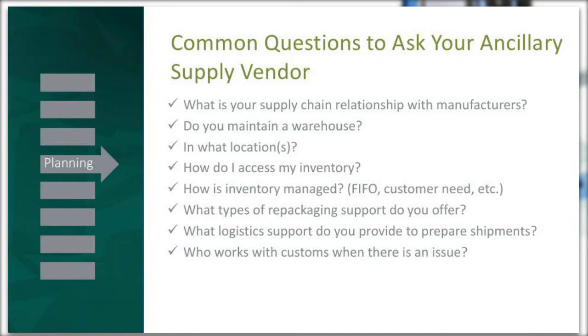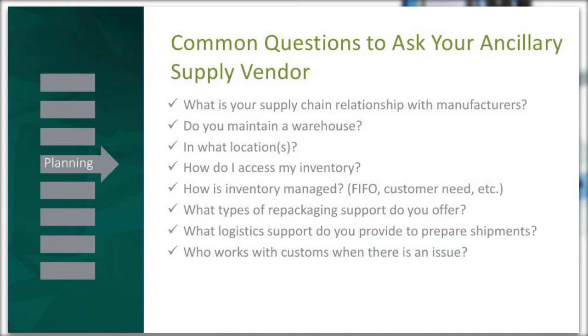Another question is, how do I access my inventory? Are you relying on somebody at that ancillary supply vendor to tell you what you have, or can you see it for yourself through a self-reporting or an online portal of some type? Ask them how your inventory is going to be managed. If you have things like expiration that you're taking into account during your study planning, is your vendor going to be able to meet those needs, ensuring that they're only sending stuff out that has the appropriate level of lifetime left on that supply, or are they just going to send out whatever's on the shelf?